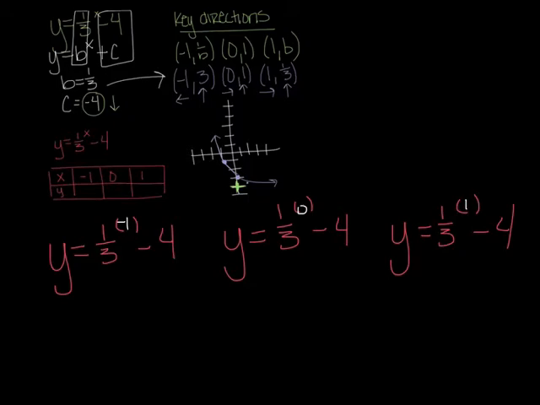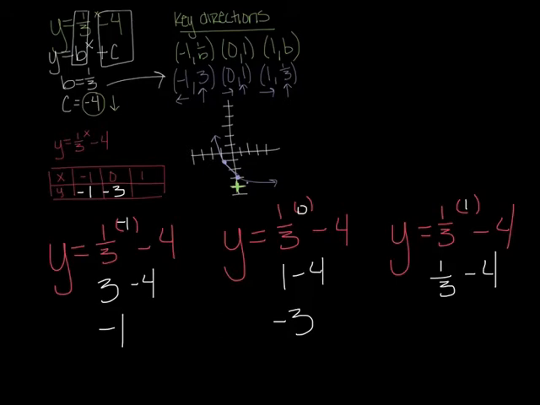(1/3)^-1 is 3. Bring down the minus 4. 3 minus 4 is -1. (1/3)^0, anything to the 0 is 1. Bring down the -4. 1 minus 4 is -3. And (1/3)^1 is 1/3. Bring down the -4. 1/3 minus 4 is -3 and 2/3.